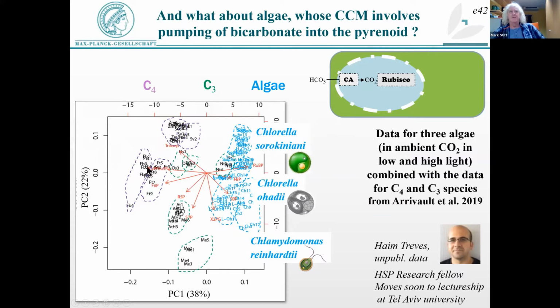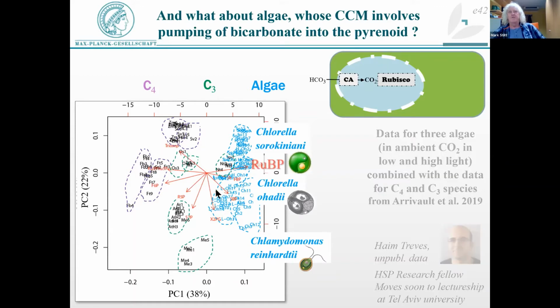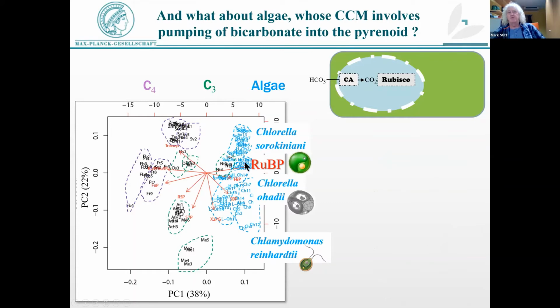Now, this is sort of interesting because they're not sitting with the maize species. They're not sitting with the C4 species. Both have a carbon concentration mechanism, but they're almost diametrically opposed in PC1. What's driving PC1? It's ribulose bisphosphate. Also a couple of other metabolites.